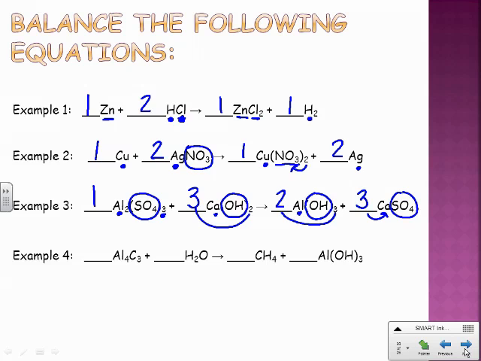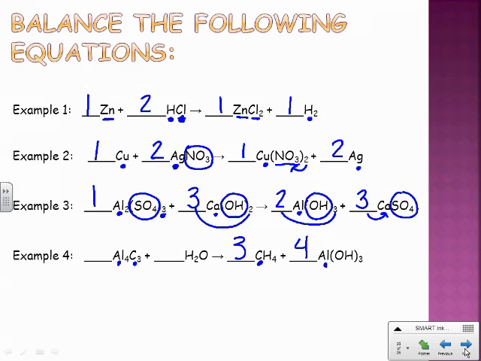Lastly, let's move on to this example number 4. So I have 4 aluminums on the left side, and I have 1 on the right side. So what I need to do is put a 4 here to make aluminums equal. Next, I have 3 carbons on this left side, but I only have 1 on this right side. So I need to put a 3 here to make carbons equal. And then lastly, what I need to do is make sure that these O's and H's are equal.